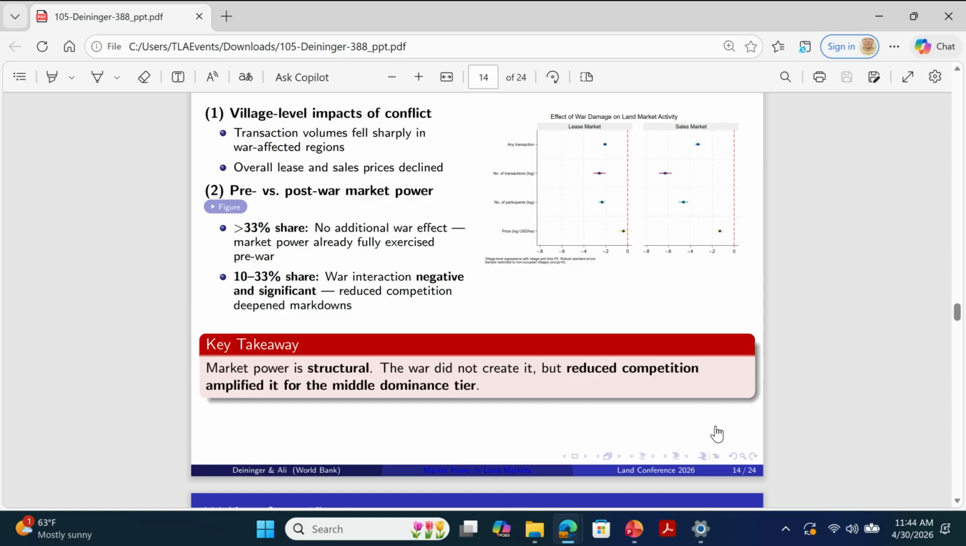So the key takeaway is that market power is structural, and the war didn't create it, but reduced competition amplified it for the farmers or tenants who are cultivating 10 to 33% of the village land.